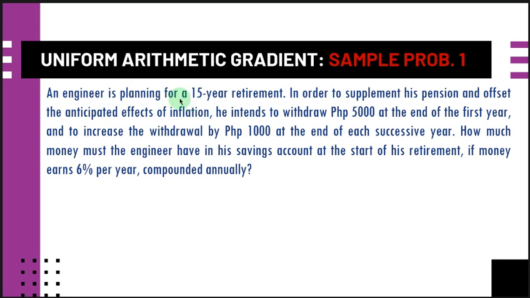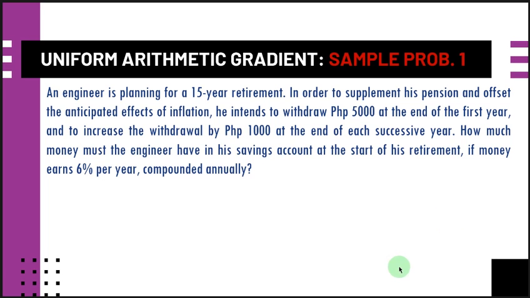An engineer is planning for a 15-year retirement. In order to supplement his pension and offset the anticipated effects of inflation, he intends to withdraw 5,000 pesos at the end of the first year and to increase the withdrawal by 1,000 pesos at the end of each successive year. How much money must the engineer have in his savings account at the start of his retirement if money earns 6% per year and is compounded annually? So here we have now this approach in solving this problem.